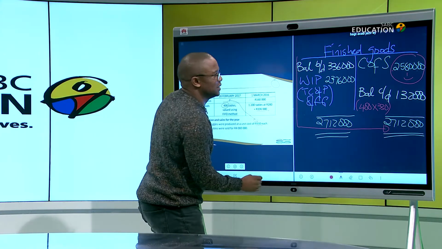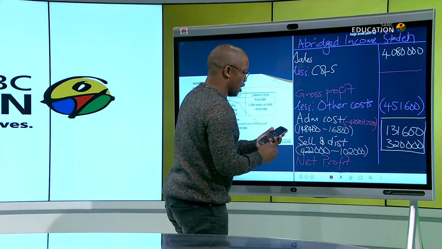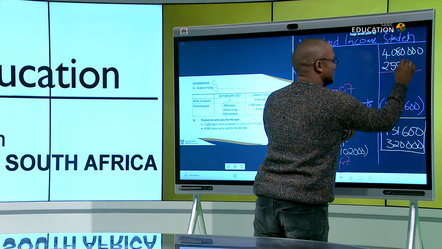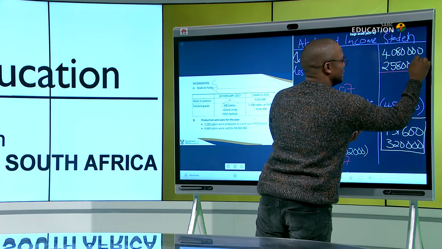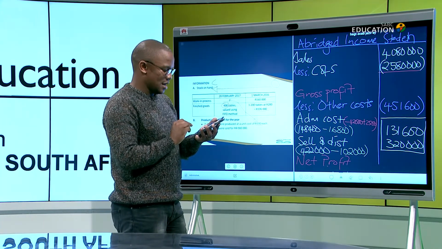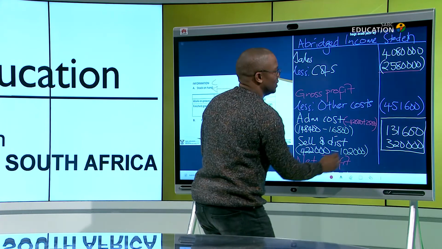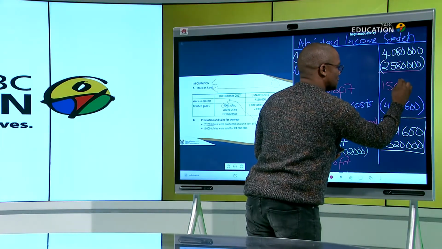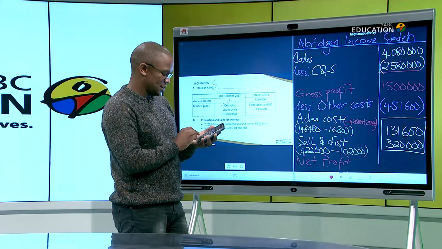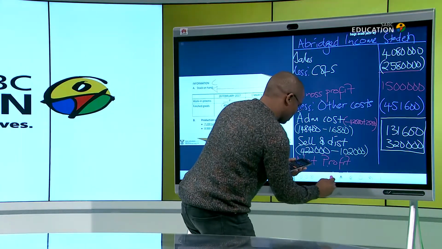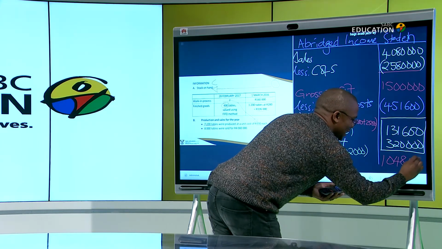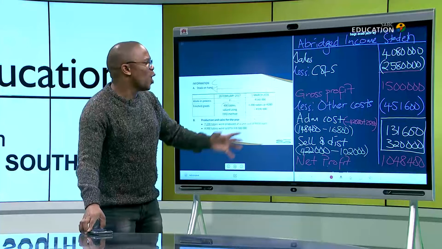Let's check then our abridged income statement. There you are. We said it's how much? It is 2,580,000. You subtract that to get the gross profit. I got 1.5 million. Then you subtract your other costs, meaning our net profit for the year will be 1,048,400. Then you are done. You have all the marks.